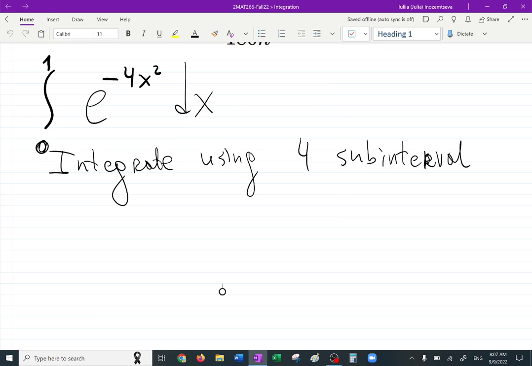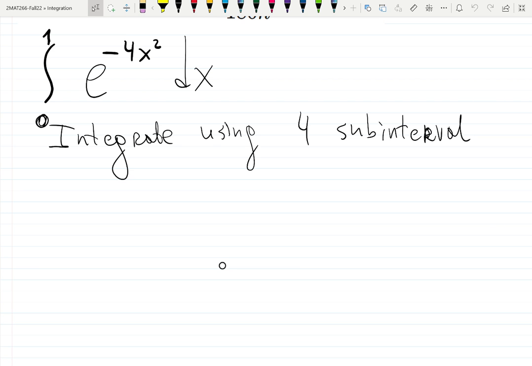Integral from 0 to 1, e to the minus 4x dx. We tell you how many sub-intervals to use, but when you are the researcher, you decide how many intervals to use. But for homework and exam purposes, we actually tell you that. So here is a notation.